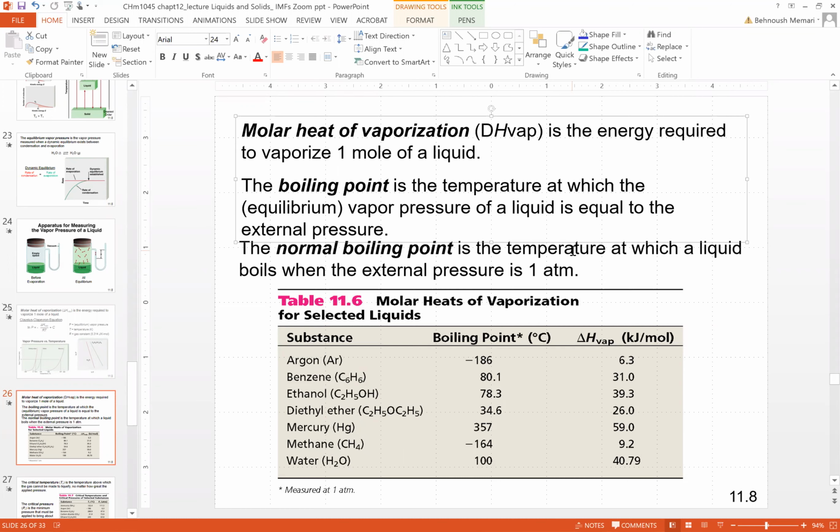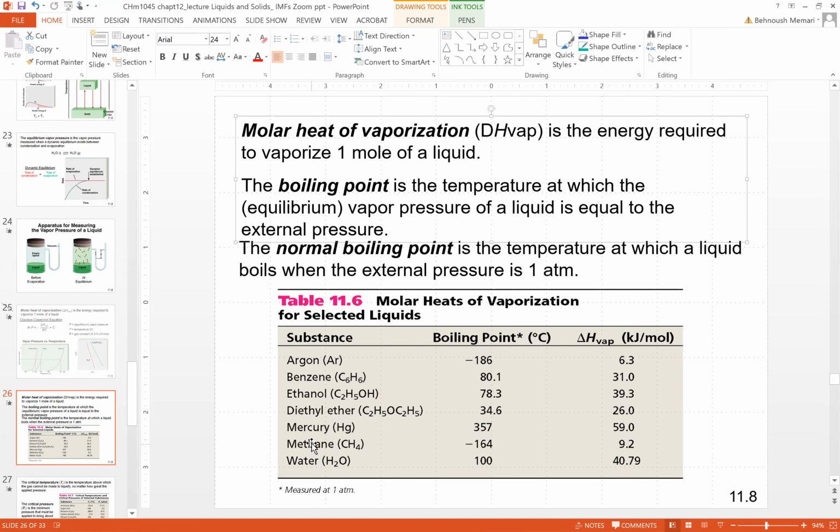So the numbers that are recorded in the books as a boiling point are actually the normal boiling point, which happens at a fixed atmospheric pressure. Water would boil at 100 degrees Celsius under 1 atm external pressure. If the external pressure is 1 atm, methane, CH4, would boil at -164.